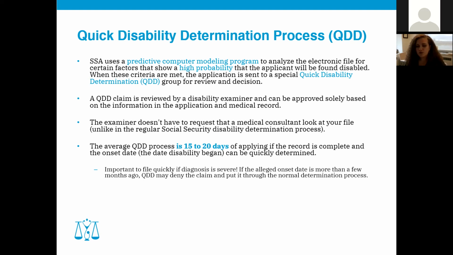It is very important to file for Social Security disability quickly if the diagnosis is severe. If the alleged onset date is more than a few months ago, QDD may deny the claim and put it through the normal determination process, because they sort of believe, like, if you waited such a long time, you could wait a little longer. So unfortunately, they will put it through the regular process. So it's better to do it as quickly as possible.